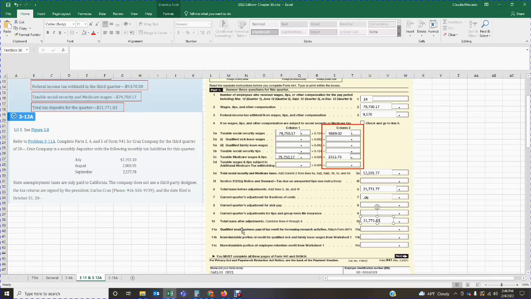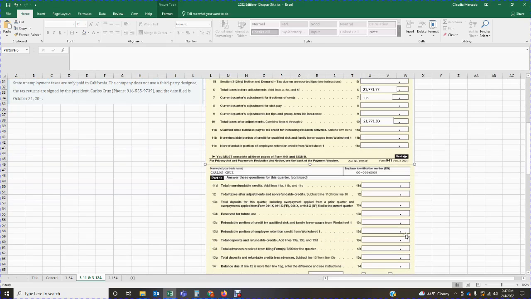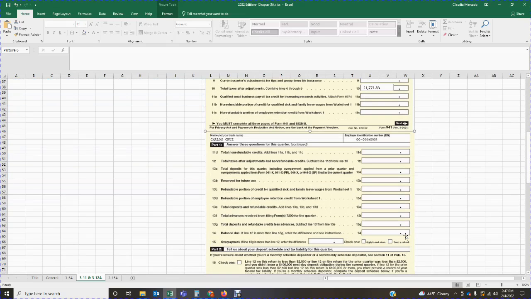11A. Qualified small business payroll tax credit. The problem does not mention any of that. Number 11B. Non-refundable portion of credit for qualified sick leave. Does not apply to me. Line number 11C. Non-refundable portion of employer retention credit from worksheet 1. So none of those apply. So we're going to leave those blank, or you can enter a 0, whatever the instructions state. We are going to continue with part 1 of the 941.